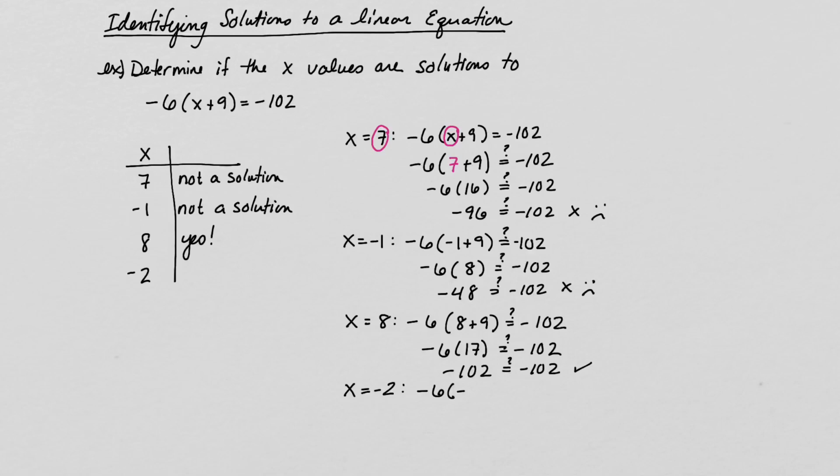So -6 times (-2 plus 9). I want to know if that's equal to -102. So that's going to be -6 times a positive 7. And I want to know if that equals -102. So -6 times positive 7 is -42. And so is -42 equal to -102? No. So that one doesn't work either. So not a solution.